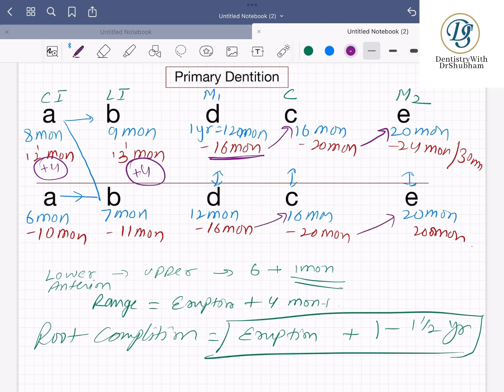And for the eruption to root completion, just add 1.5 years. For example, what will be the time of root completion of, say, lower first molar? Just going to be at 1.5 years. Root completion will be at the age of 2 to 2.5 years, half year basically. When will the root of upper second molar complete? It will complete at 3 years. Very simple. 2 years, just add 1 year more.